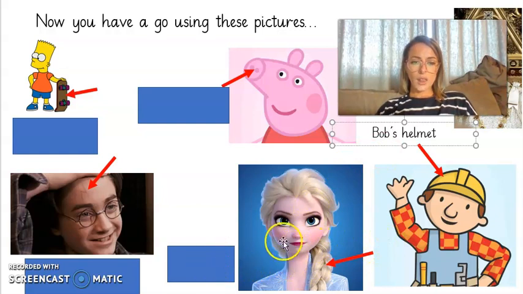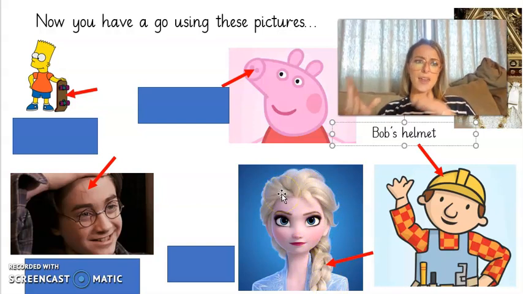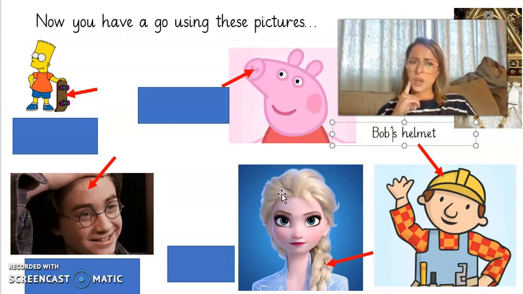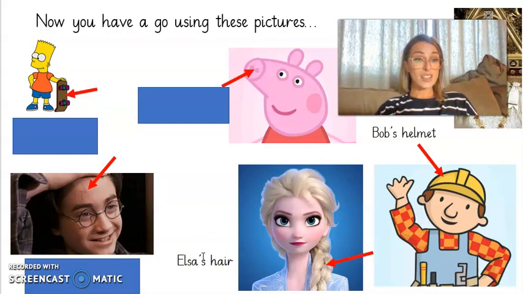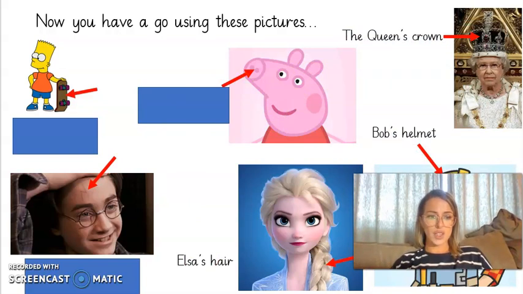Okay. This is Elsa from a very famous film. Highly recommended. And she has some hair. So it's the hair that belongs to Elsa. Where does my apostrophe go? Have a little think, write it down, and I'm going to reveal the answer, see if you're correct. Elsa's hair. So Elsa is the one who owns the hair, so the apostrophe goes straight after Elsa, because she's the one who owns it. Okay, can you start to see a little pattern emerging with where my apostrophes are going?